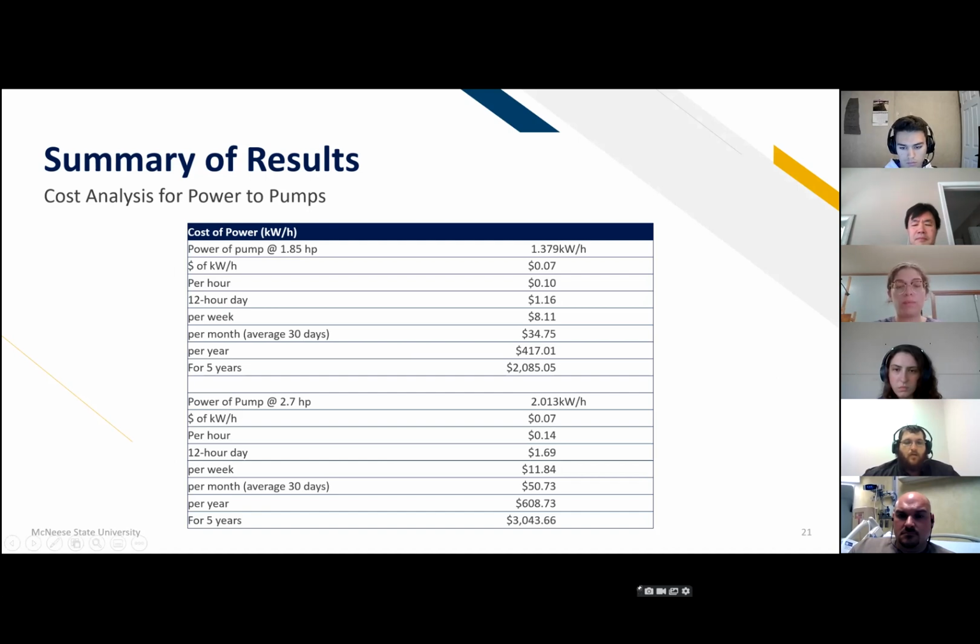$2,085. For the larger pump, based off the same average cost per kilowatt hour, it would cost right around $1.69 per day for 12 hours in the day. And for 12 hours a day for 5 years, it would cost $3,044. Now we have Stephen to summarize the results of the rectangular pool.